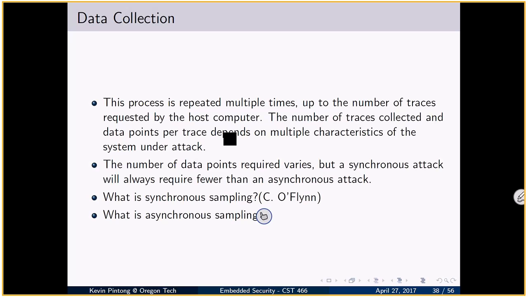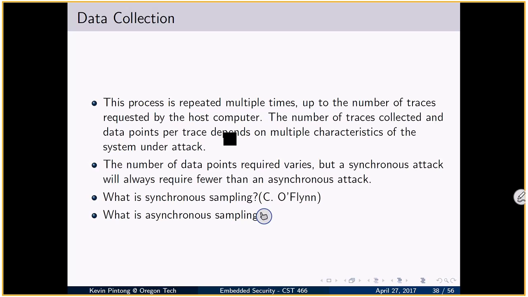Colin O'Flynn introduced the idea of synchronous sampling versus asynchronous sampling. Most of the sampling we do in lab is asynchronous sampling. Asynchronous sampling is basically your oscilloscope just capturing data with its own clock signal. But with synchronous sampling, the oscilloscope or whatever capture device you're using uses the same clock signal from the target device. So the target device and the oscilloscope are synchronized with the same frequency, same clock signal.